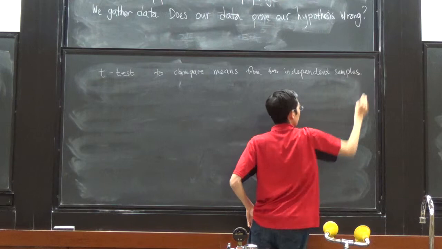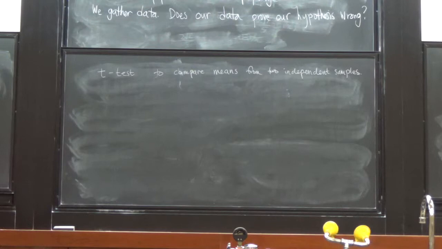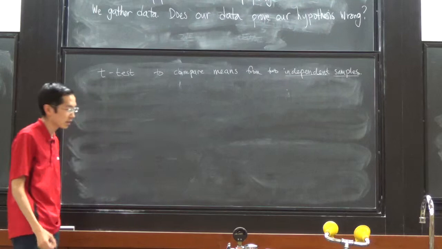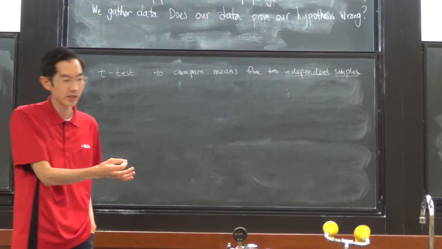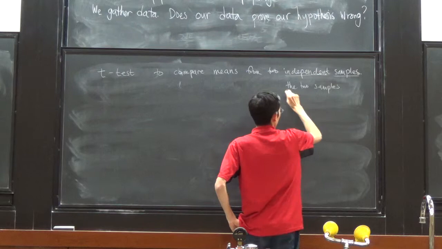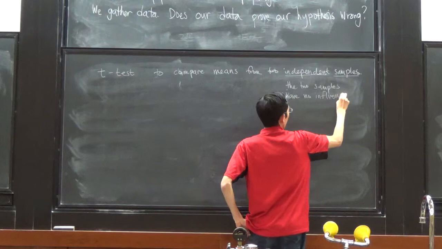The idea of independent samples simply means that the collection of data for one sample has no influence on the collection of data for the other sample. The two samples have no influence on each other.